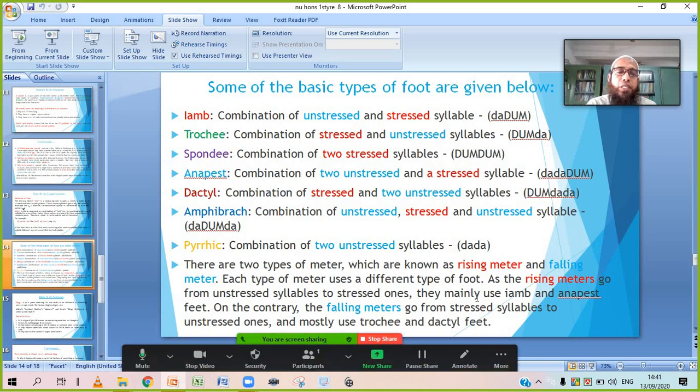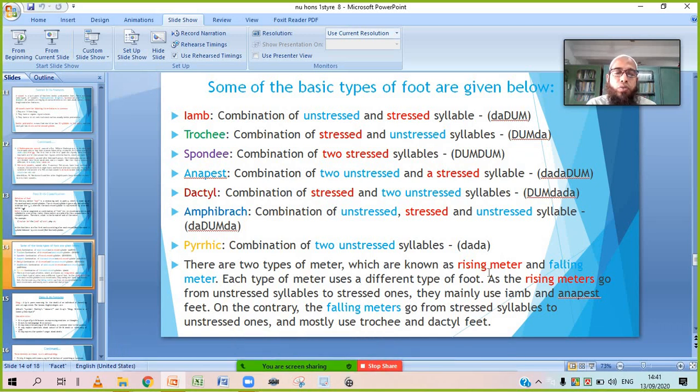So, a rising meter and a falling meter. Rising means going from low sound to high sound, when unstressed goes to stressed. On the other hand, falling means going from a high position to a low position, high sound to low sound. That is stressed to unstressed. That is the thing. So according to the meter, a poet uses the foot, iamb or trochee, like that. But in a sonnet, usually we find most of the feet are iambic and the lines are pentameter lines.